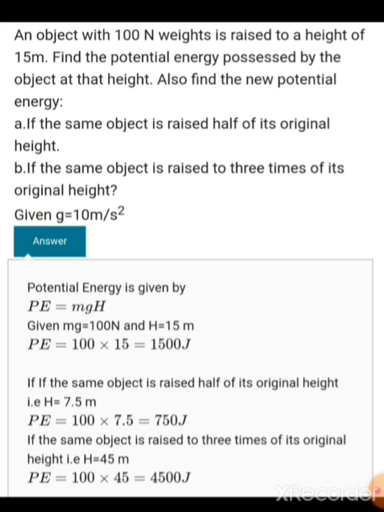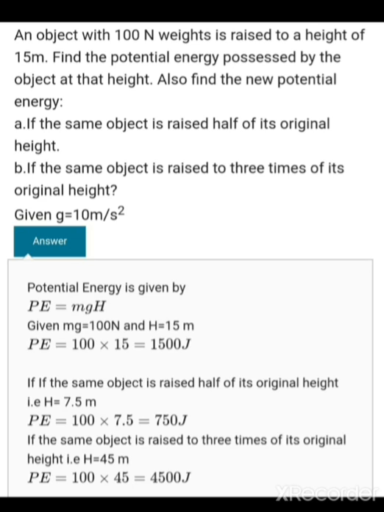Now the question is, also find the new potential energy if the same object is raised to half of its original height. Means now whatever height is given to us, we have to halve that height. Height is given to us as 15, so we will take 15 upon 2, that is equal to 7.5. So when we multiply mg by the new height, we will get 750 joule as our new potential energy when the object is raised to half of its original height.